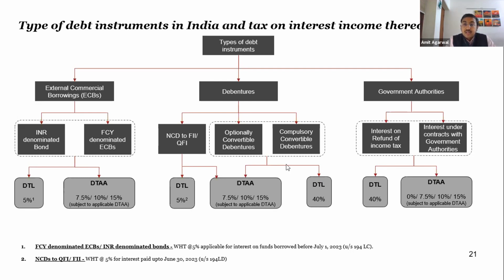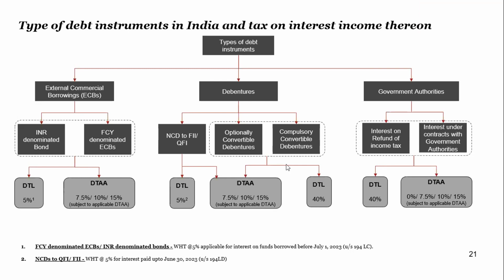And the third category is government loans, from government authorities or loans secured by the government authorities. There again, it could range from 0 to 15% depending upon the applicable treaty. In certain cases, as we mentioned earlier, you can also get a beneficial rate of 0%, as in the case of Netherlands, India.